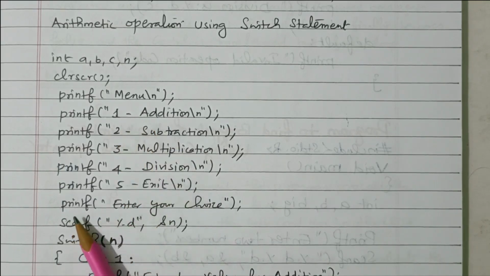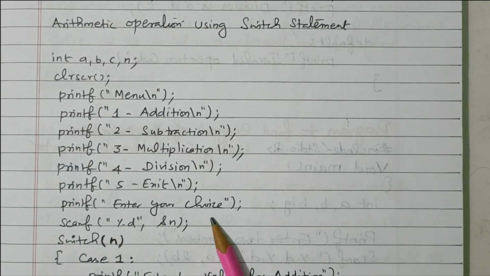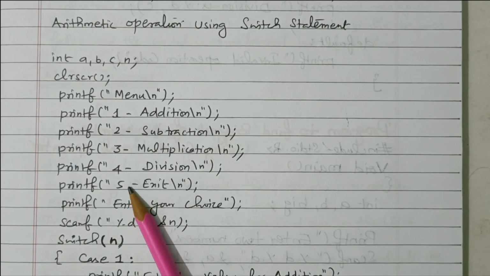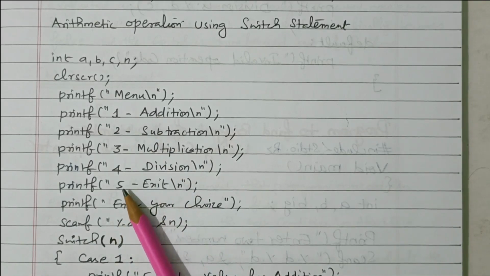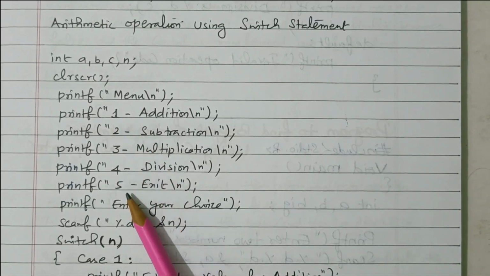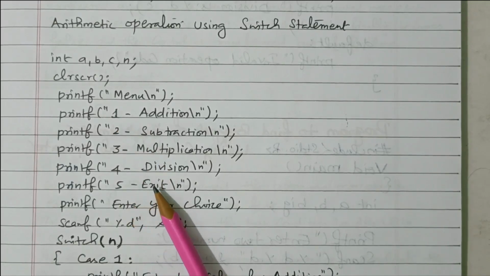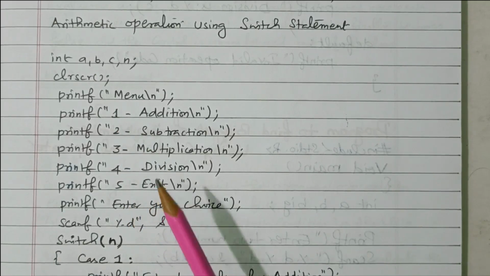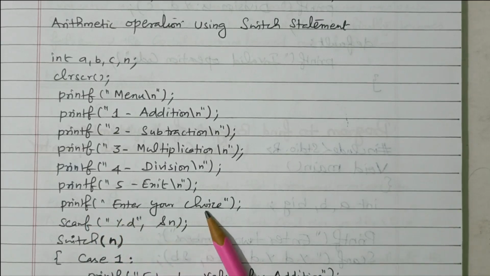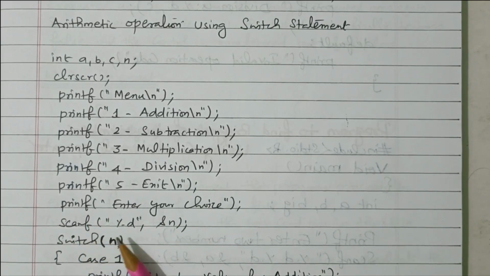After that, we ask the user to enter your choice. So the user will enter out of this, either 1 to 5. The user may enter 5 also. That is called a default value. A user may enter 1, 2, 3, 4 or 5. Otherwise, suppose the user enters some other value, that is also possible. So we ask the user to enter the choice, using the scanf function. The value is scanned and stored in N.